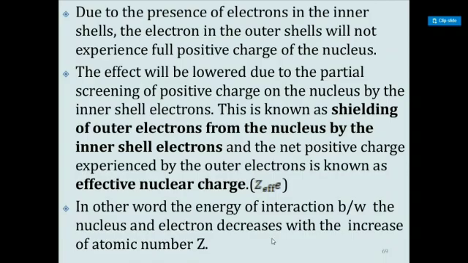The attractive interaction of an electron increases with the increase of the positive charge on the nucleus. Due to the presence of electrons in the inner shells, the electrons in the outer shells will not experience the full positive charge of the nucleus. The effect will be lower due to partial screening of the positive charge on the nucleus by the inner shell electrons. This is known as shielding of outer electrons from the nucleus by the inner shell electrons, and the net positive charge experienced by the outer electrons is known as effective nuclear charge. In other words, the energy of interaction between the nucleus and the electron decreases with increasing atomic number.